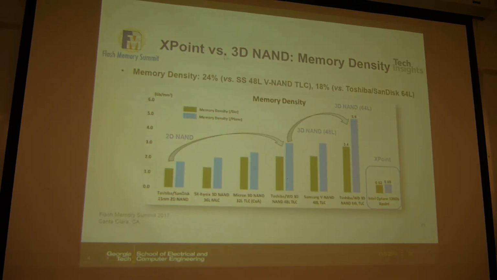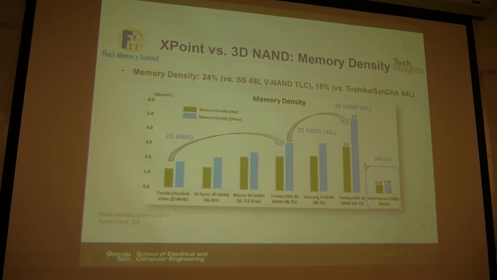But if you compare with the 3D NAND, then it is not there. 3D NAND, as we discussed in the previous lectures, reaches like 3 or 4, even 5 gigabit per millimeter square, depending on how many layers you use. But this XPoint is like 0.6, so it's less dense than the 3D NAND.